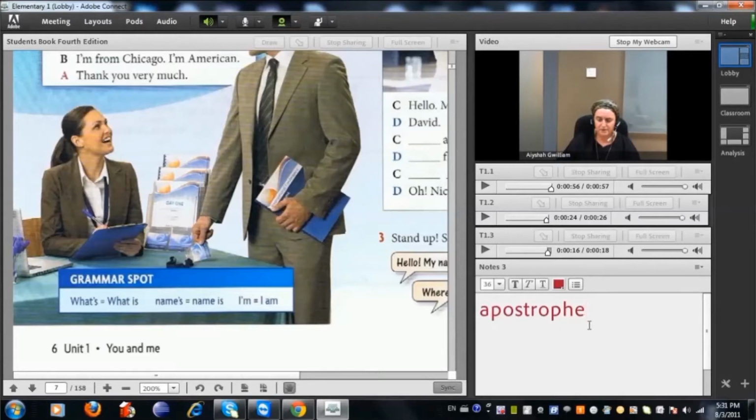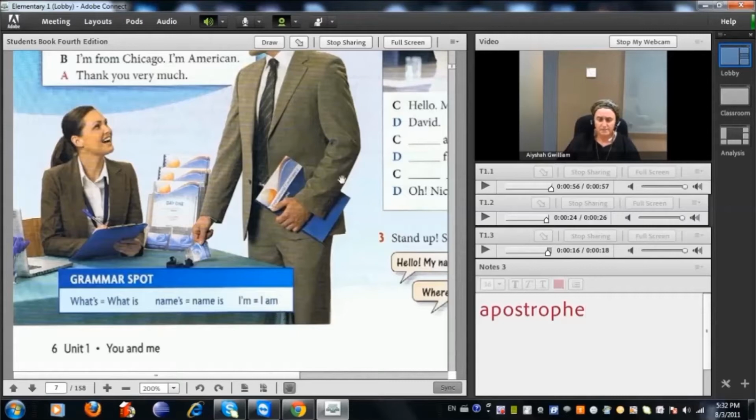Good. Now you are learning how to say this word. This word is a word that will come up a lot in this course. So what we've done here is what's is now short for what is. Names is short for name is. I'm is short for I am.